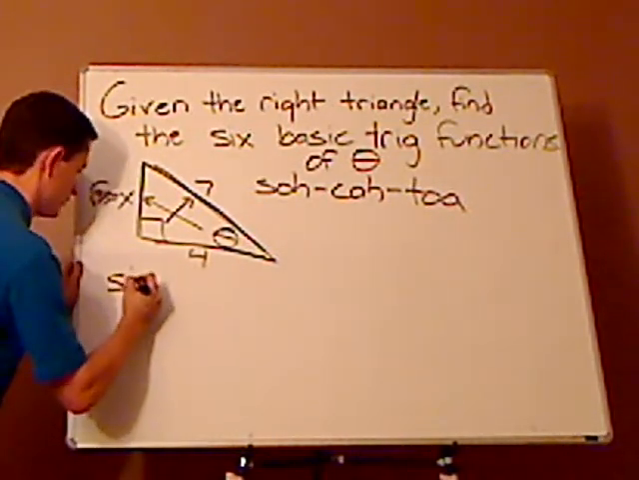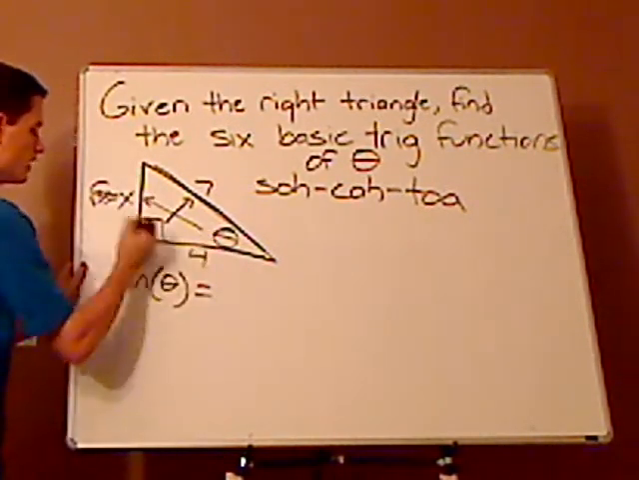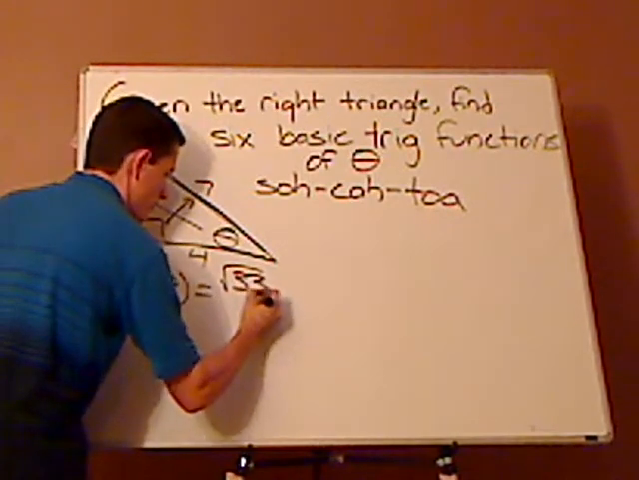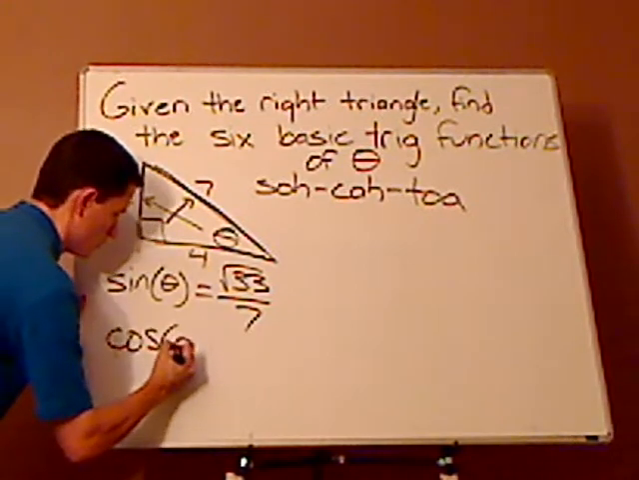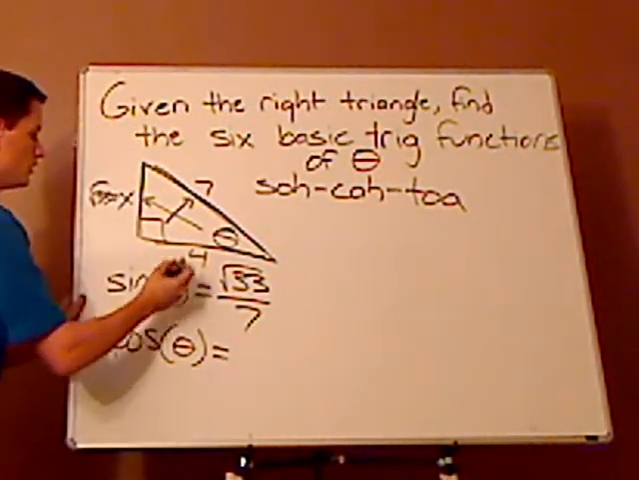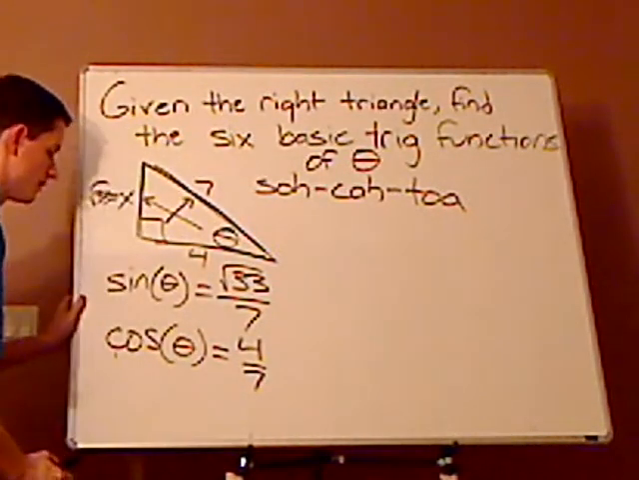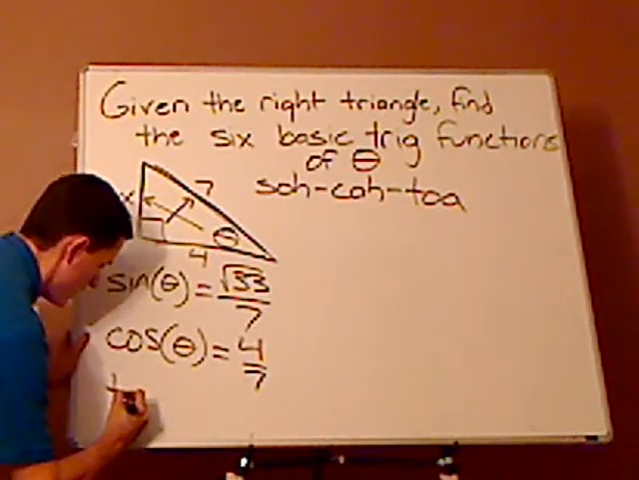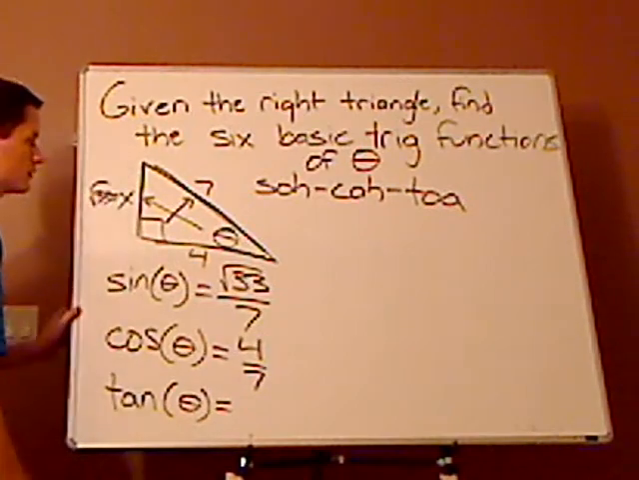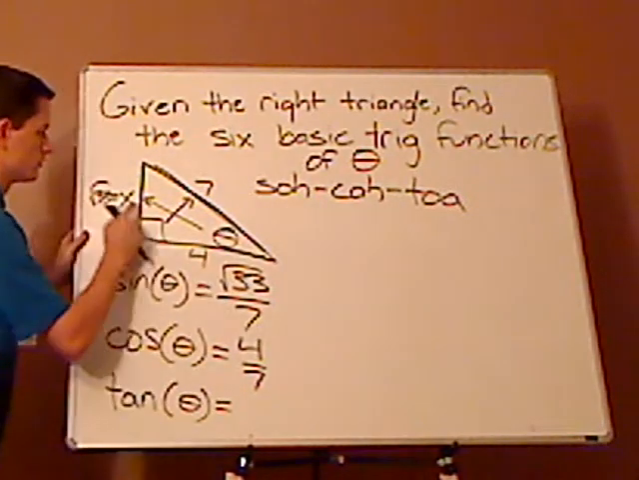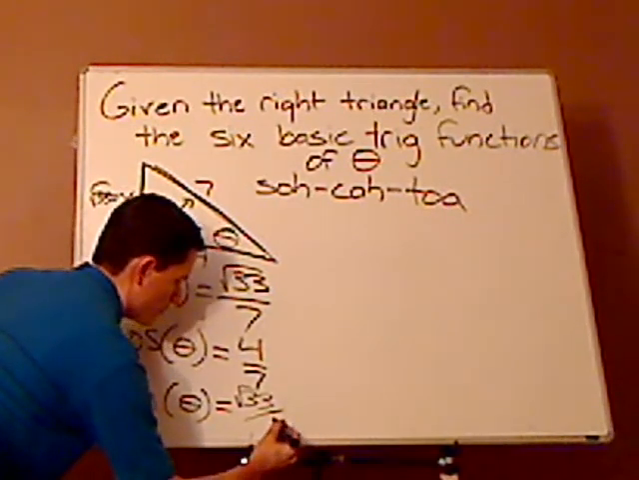So sine of theta is opposite over hypotenuse, so that's square root of 33 over 7. Cosine of theta is adjacent over hypotenuse, and tangent of theta equals opposite over adjacent. So it's square root of 33 over 4.